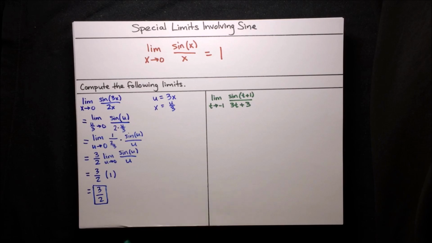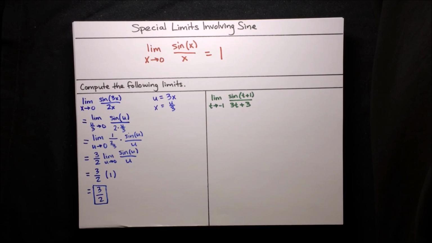Alright, moving on, the limit as t approaches -1 of sine of t plus 1 over 3t plus 3. And again, if we try to substitute in t equals -1, we get sine of 0 over 0, which is indeterminate form. So we have to do some manipulation first.